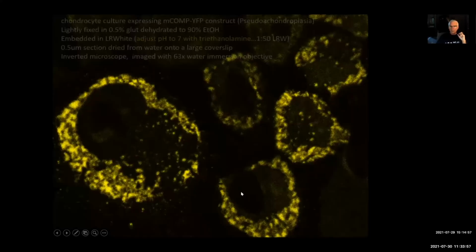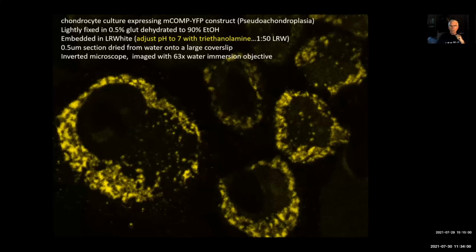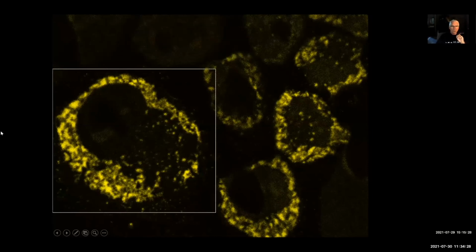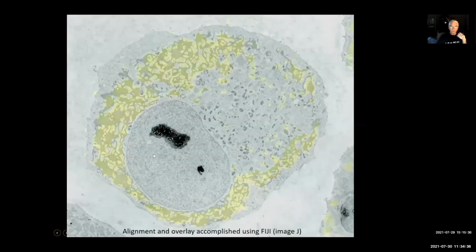That is pseudoachondroplasia. We were interested, though, to develop a cell culture model to study pseudoachondroplasia. So in this case, the mutant cartilage oligomeric matrix protein was put together with GFP. It was actually YFP, a GFP derivative, and then embedded in LR white. So this is nice. We can see quite a bit of detail, but we really want to see ultrastructurally where this YFP is localizing to, where the mutant COMP is localizing to.